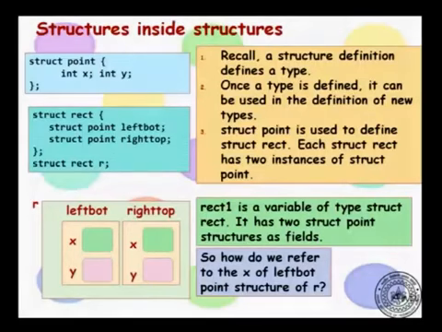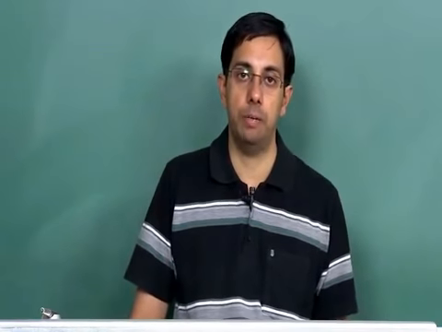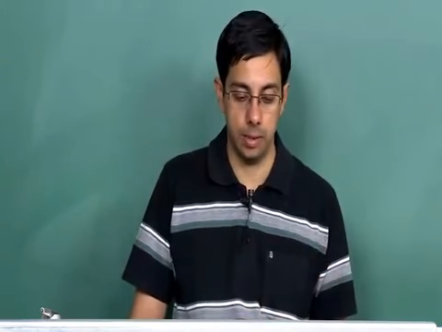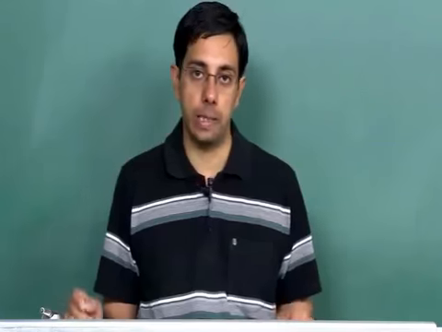So, let us look at a very reasonable use case in which this can occur. Suppose you want to extend your geometry package and you want to define a rectangle. Now, a rectangle is defined by 2 points, 2 diagonally opposite points. Let us say the left bottom and the right top. These 2 points define a rectangle. So, the left bottom and the right top are themselves points. They have subfields which are x coordinate and y coordinate.